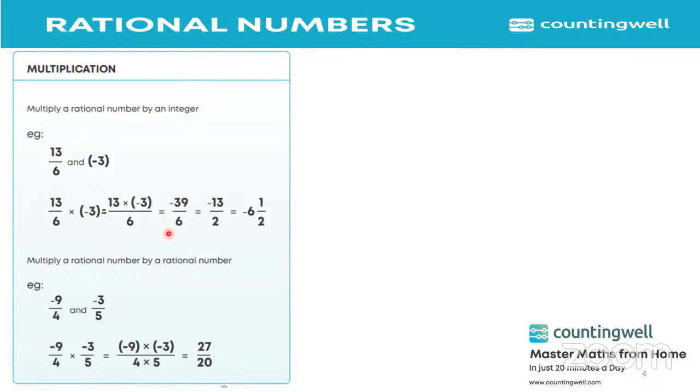We write this rational number in its simplest form. So we have minus 13 by 2. We write this as a mixed number. So we divide 13 by 2. So we have 2 sixes are 12. We know 12 plus 1 is 13. So we can write this product as minus 6 1 by 2.